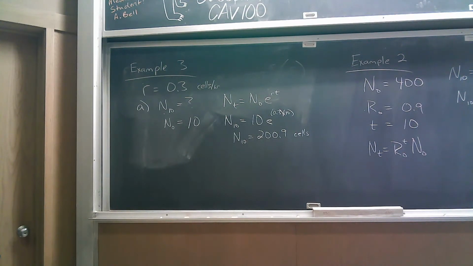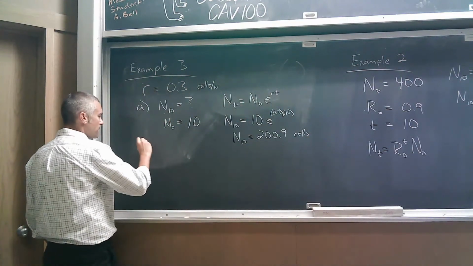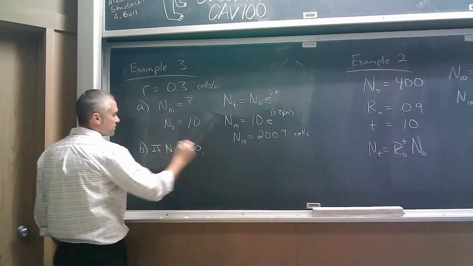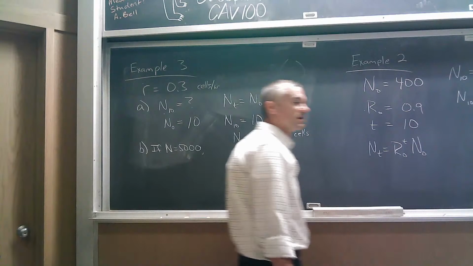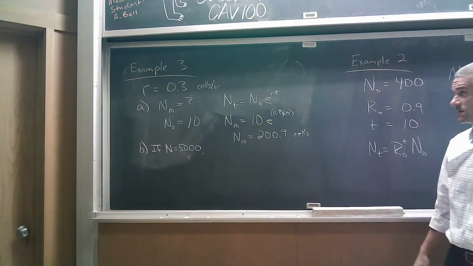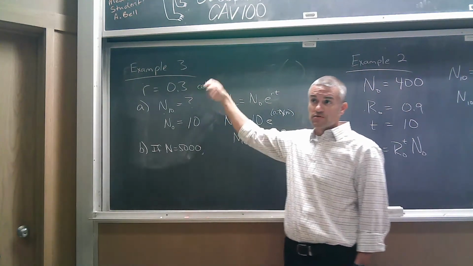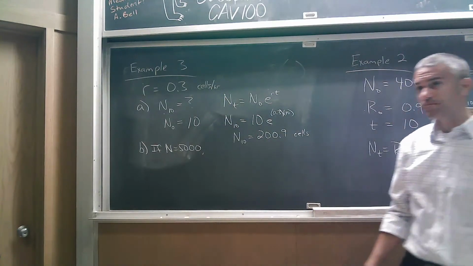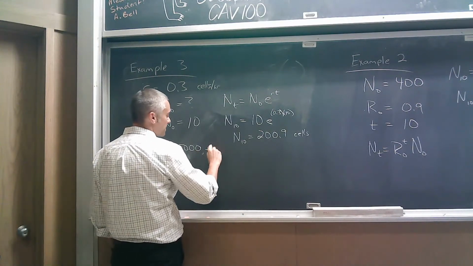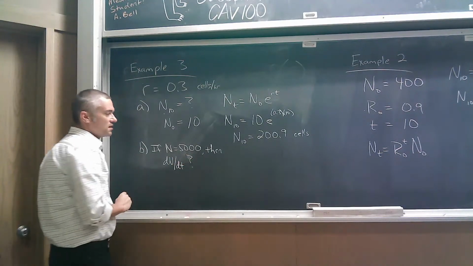Second part of the question is if we're at 5,000 yeast cells, how fast is our population increasing? Now, do we know that it's increasing? Yeah, we do. R, little r, is greater than 0, so we know our population size is increasing. So what we're asking with this question is, if we have a population size of 5,000, then what is our dN over dt? What is our change in growth rates?